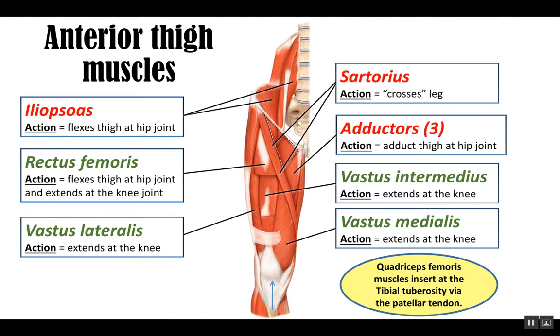There's a group of muscles on the medial aspect, so this would be more of the medial portion of the thigh, which are adductors. So there's actually three adductor muscles in here. One's called the adductor longus, another one's the adductor brevis, and then there's one called the adductor magnus. Collectively, they're going to pull that femur towards the midline. So if you move something towards the midline, you are an adductor.